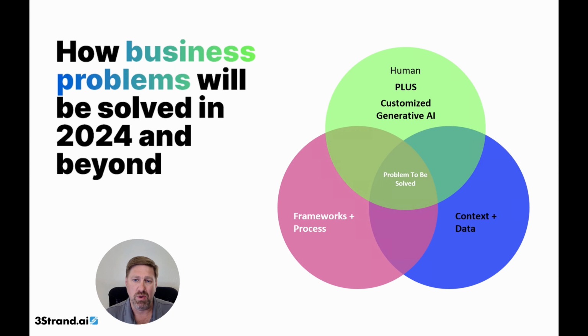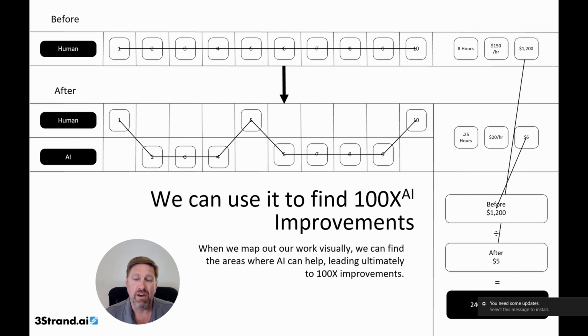Let me quickly show you how we solve issues better, faster, and cheaper. In the center of this Venn diagram, we have a problem to be solved. We look for a known framework or process that can solve that problem, add context or data, and have AI do the bulk of the work. This is what we call our AI enablement blueprint. We have found in many instances 100x improvements in efficiency and effectiveness.